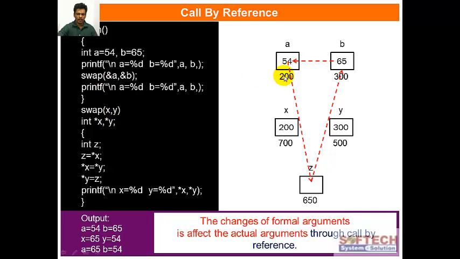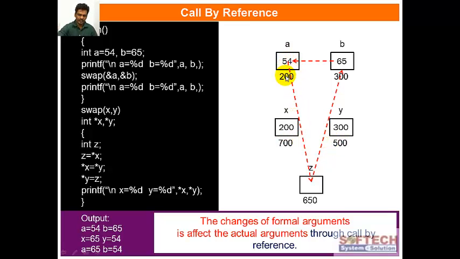So 200 is assigned to x, but x is a pointer variable. The memory size is 2 bytes. It also has some address, that is 700, 701. Y is also a pointer variable. The size is 2 bytes. The address is 500, 501. We just assume that. It may be anything. It is decided by the compiler and the operating system at the time of compilation. So we assume this address is 700, this address is 500.